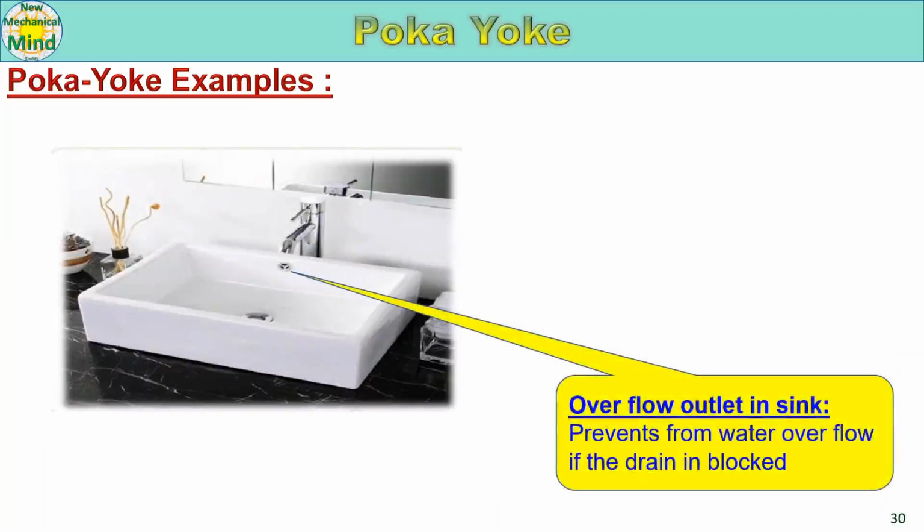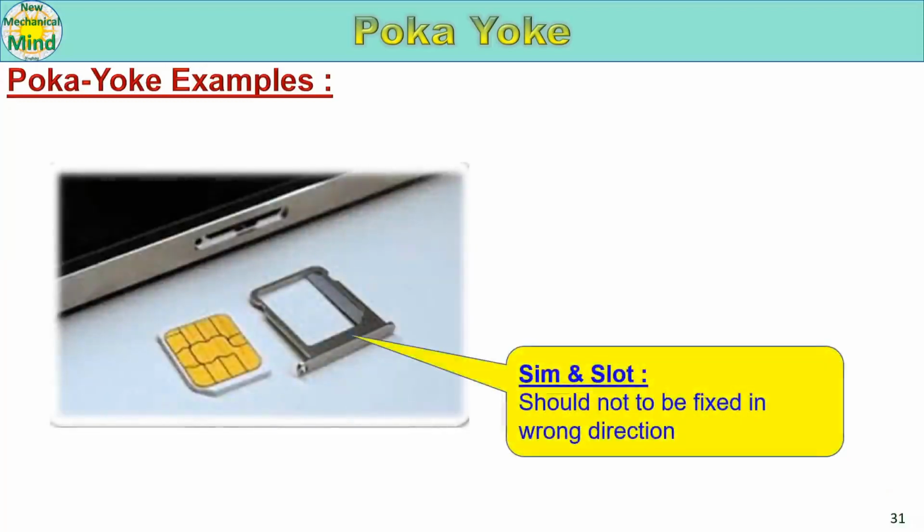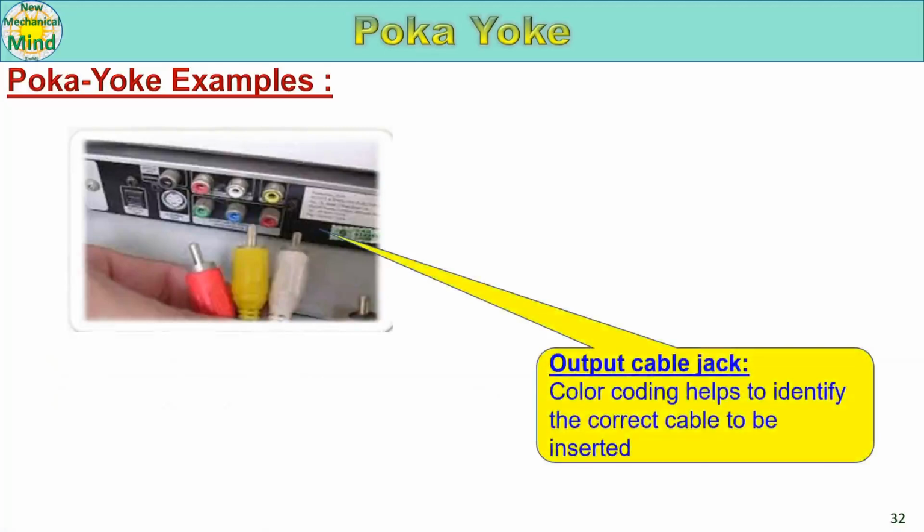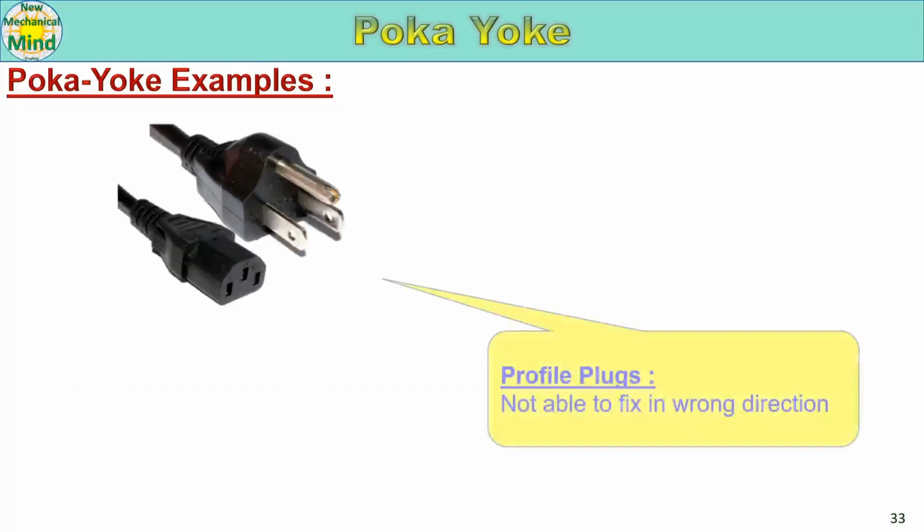Overflow outlet in sink prevents water overflow if the drain is blocked. SIM slot should not be fixable in the wrong direction. In a SIM slot, we can fix the SIM in the correct direction only, and we cannot fix it in the wrong direction. Output cable jack. Color coding helps to identify the correct cable to be inserted. Polarized plugs. Not able to fix in the wrong direction.